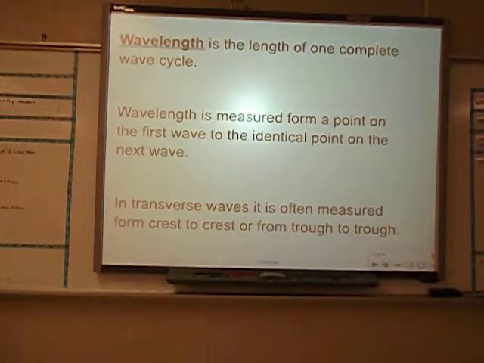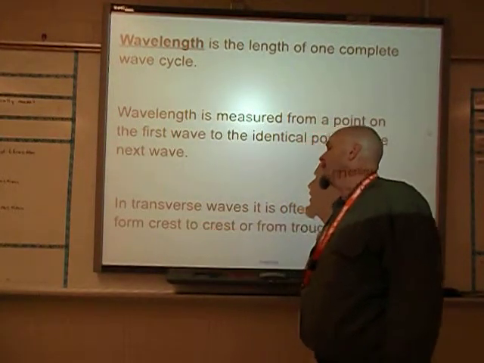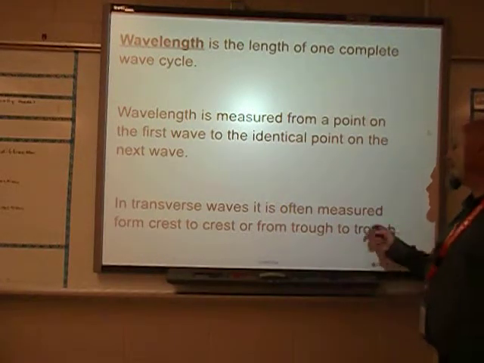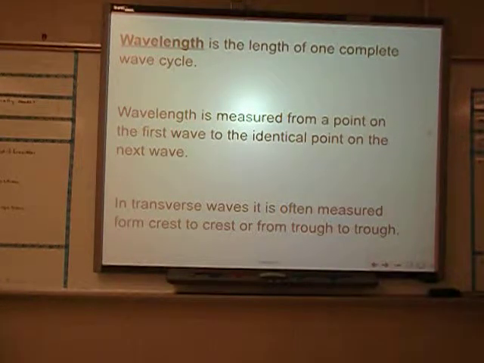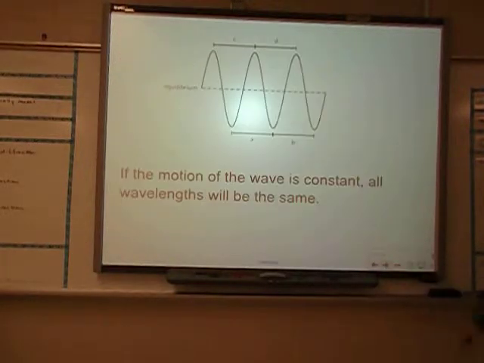Wavelength is the length of one complete wave cycle. It's measured from one point on the first wave to the same point on the second wave. And it really doesn't matter what those points are. The most common way to do it in a transverse wave is to measure it from crest to crest or trough to trough. One point on the first wave to the same point on the next. It doesn't matter if you do it that way, it's just that those are the more conventional ways of doing it.